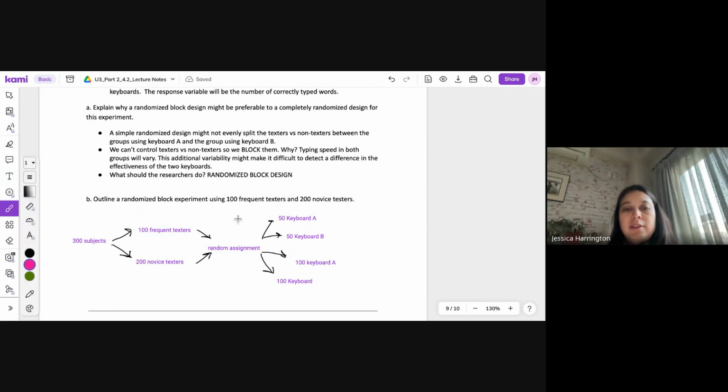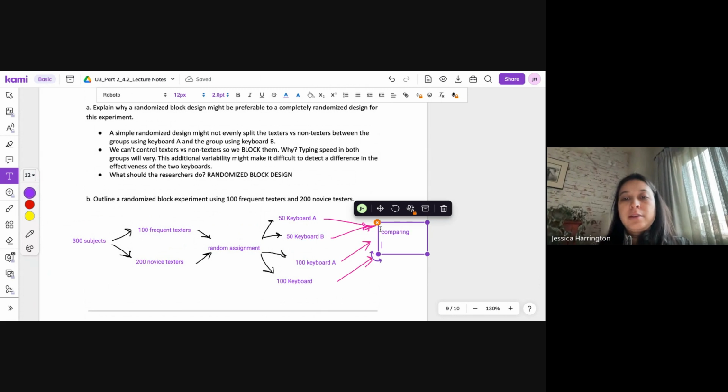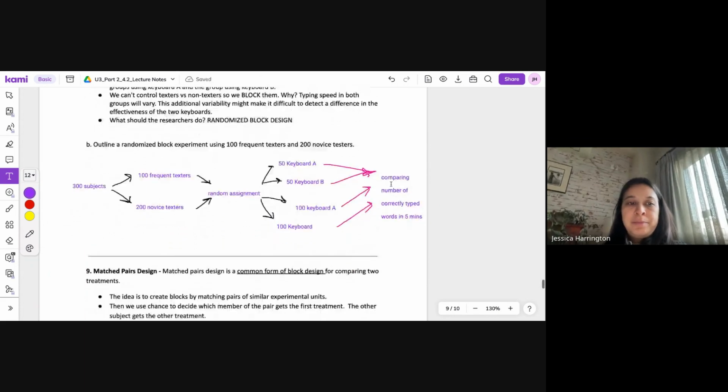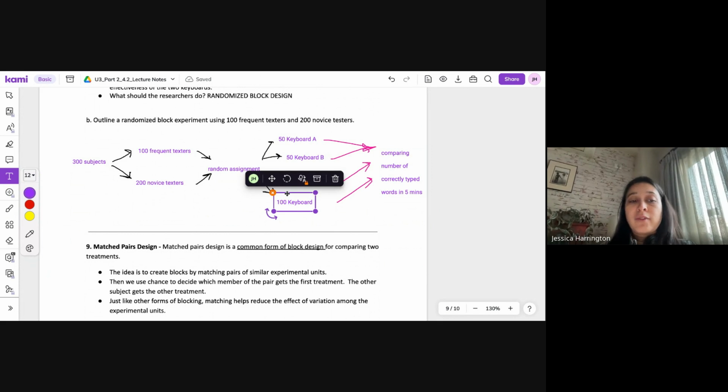So if you have to do this, we draw another arrow. For some reason it's gone pink. And what are we doing? We are comparing number of correctly typed images, I think it was, right? Okay, so this is a block experiment, how you could draw a design on an FRQ.